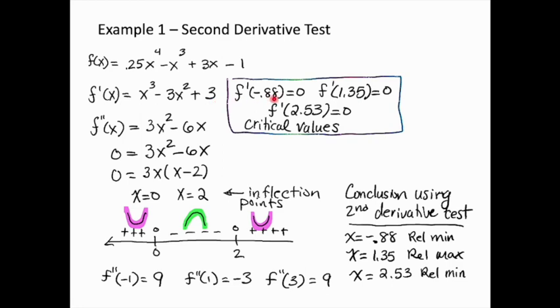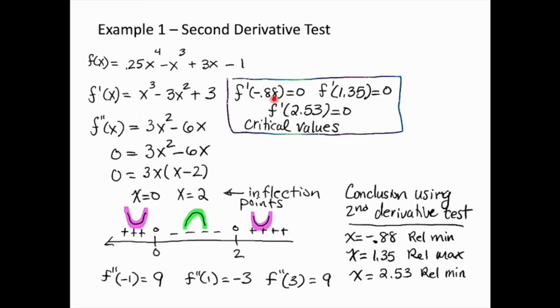So I need to find my critical values by looking to see what makes the first derivative 0 or undefined. Because the derivative is a polynomial function, there aren't going to be any values of x so that it is undefined. So we don't have any asymptotes or holes in the graph.